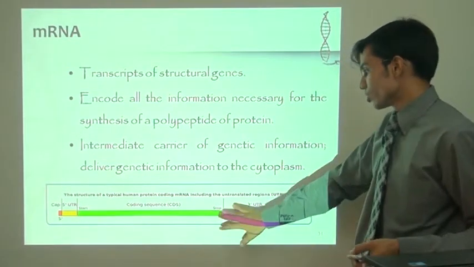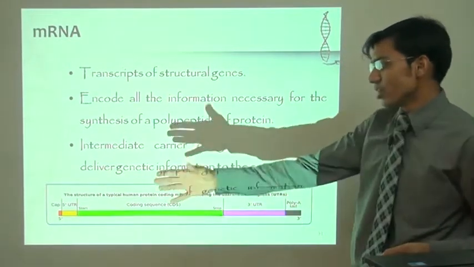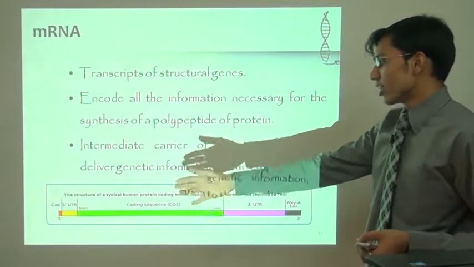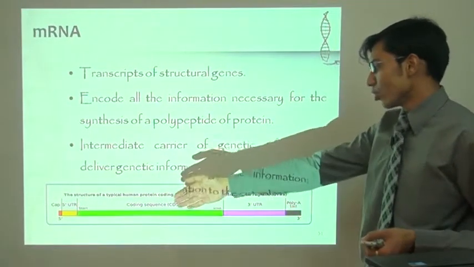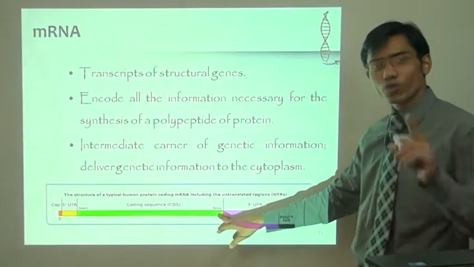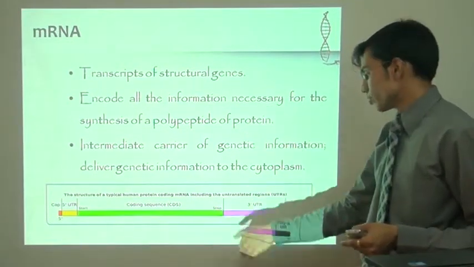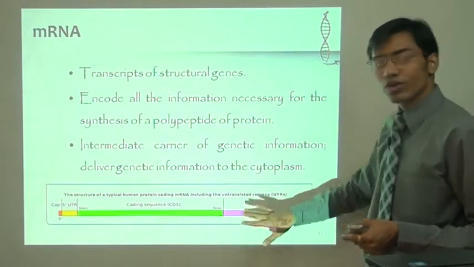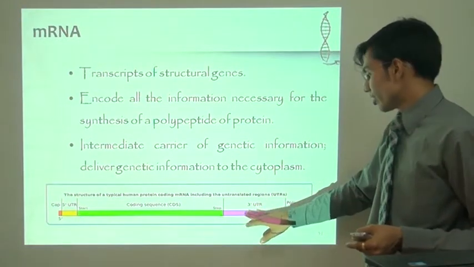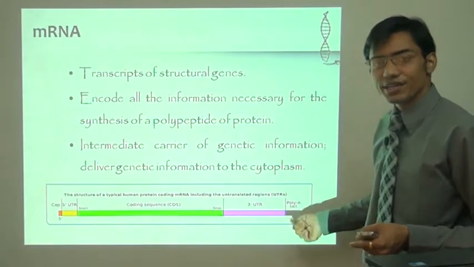This is a typical structure of human mRNA, which contains 5' cap, UTR, untranslated region, starting codon, start codon, then coding sequence which codes for one specific protein, and then stop codon where translation will be stopped, then 3' untranslated region, and then poly A tail.